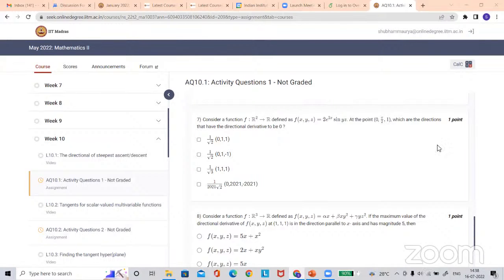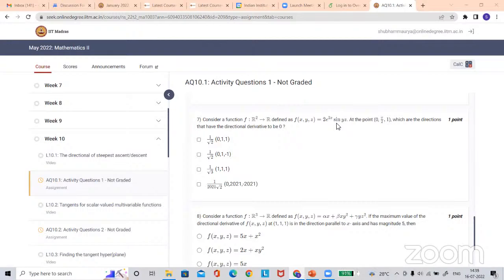So directional derivative means, see, this question is asking, as in this lecture, about the steepest ascent and descent. Whatever the function is given, it is nice, which means you can do the partial derivative. You need to evaluate the partial derivative, no need to use the definition. With respect to x, assume y and z constant. Similarly for y, assume x and z constant.